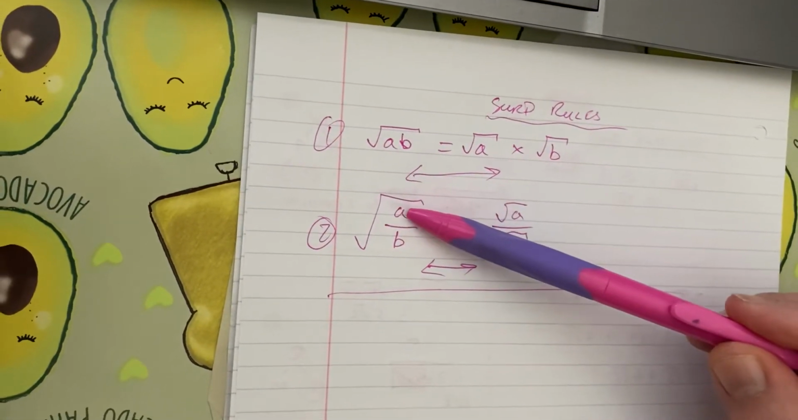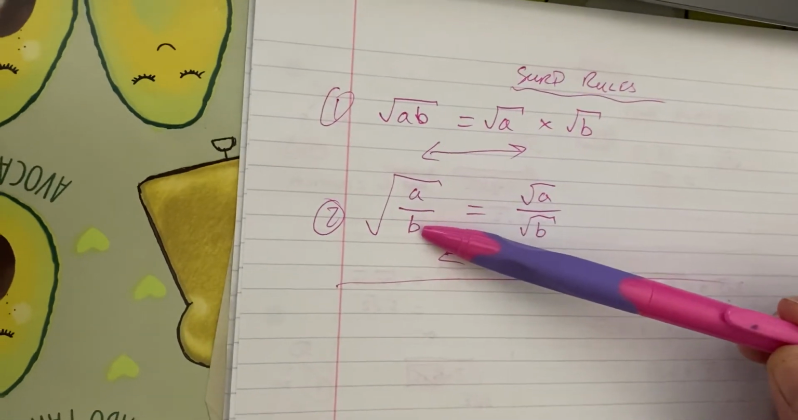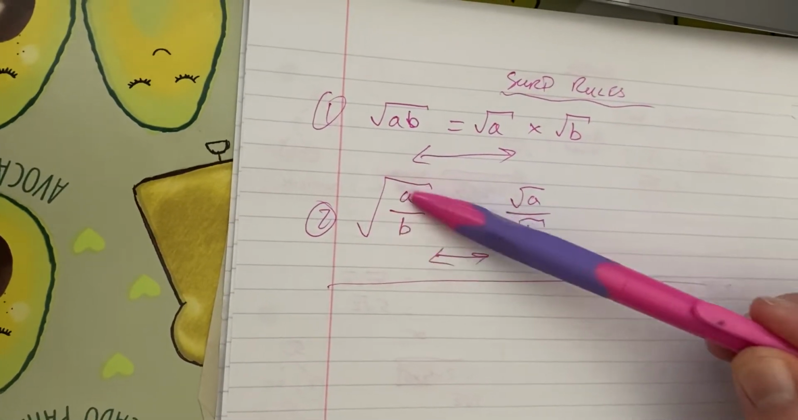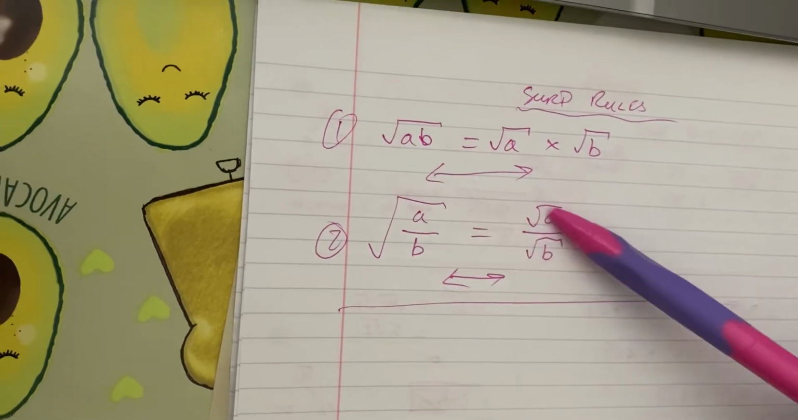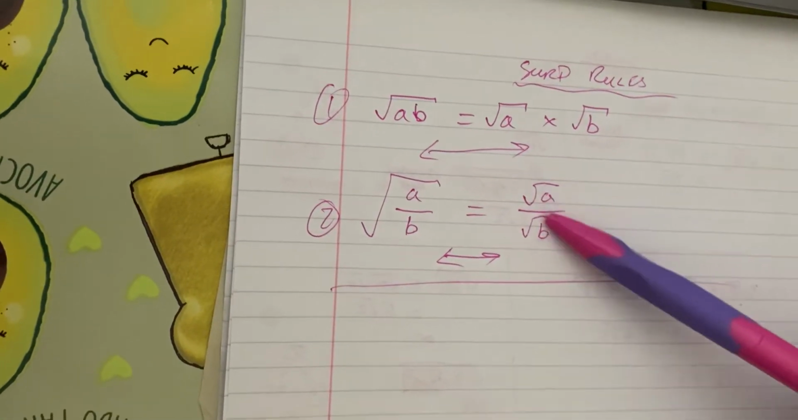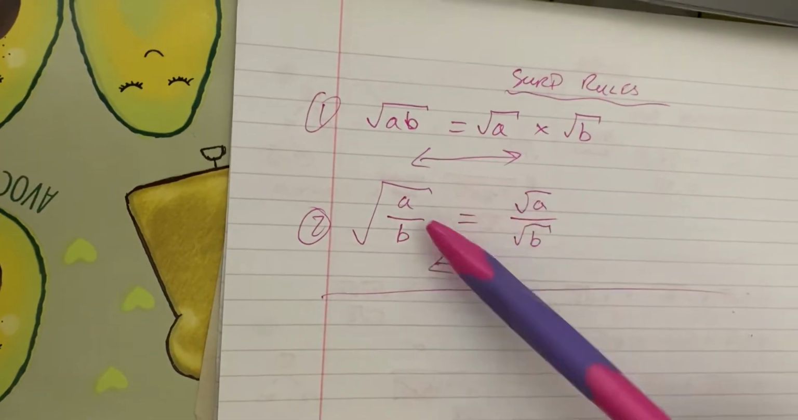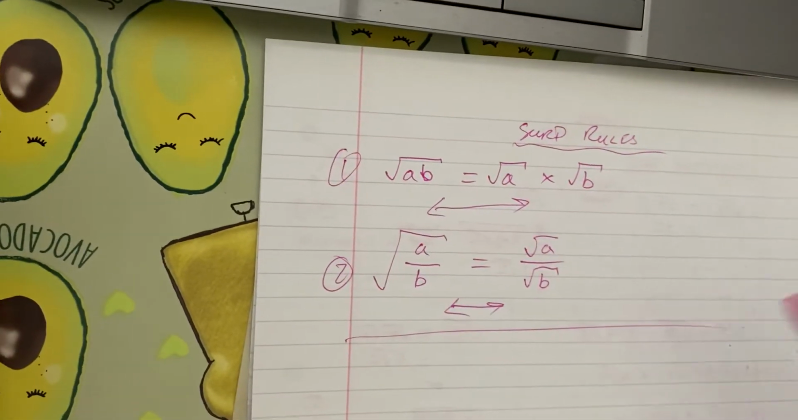Similarly here, square root of A divided by B, square rooted, equals square root of A over the square root of B. So we can split them up into individuals, or we can put them back together. Sometimes it's useful to go that way, sometimes it's useful to go that way.